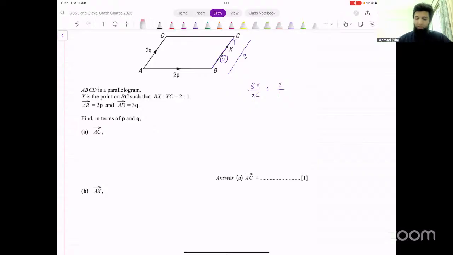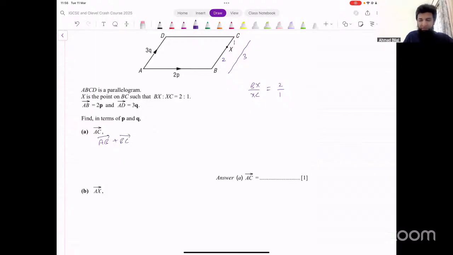Okay. All right. Now let's look at the other information that we're given there. AB is 2P and vector AD is 3Q. We need to find in terms of P and Q vectors AC, AX, and so on. Okay, let's start with this one first. AC vector. What is this going to be? We have to start at A, end at C. We can go like this, 2P, and then go like this, 3Q. All right. So AC is going to be AB plus BC.